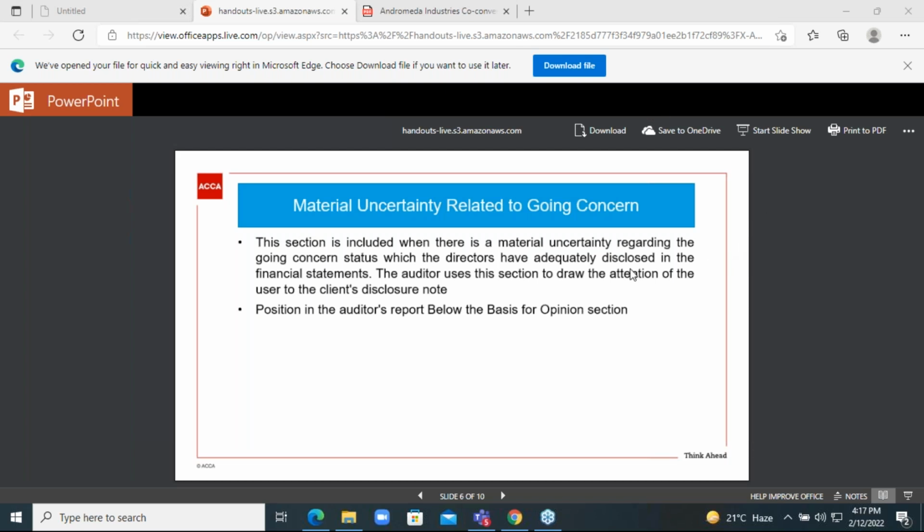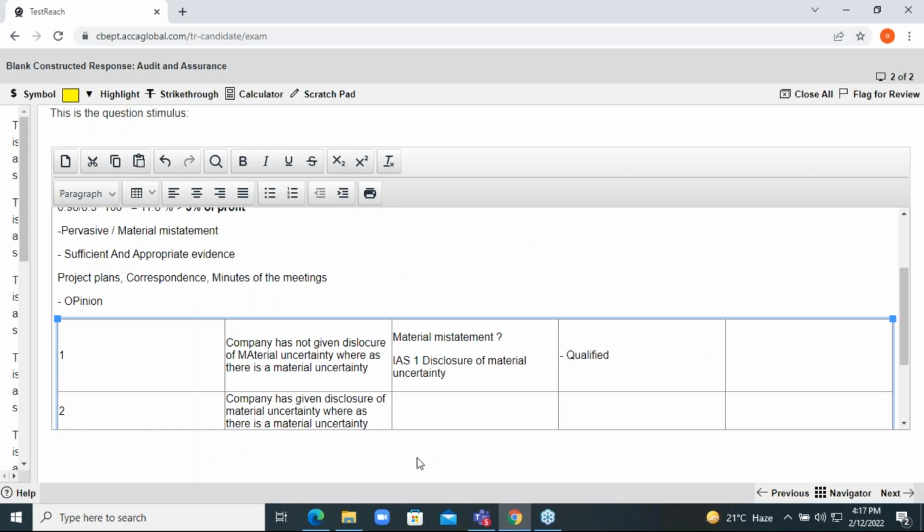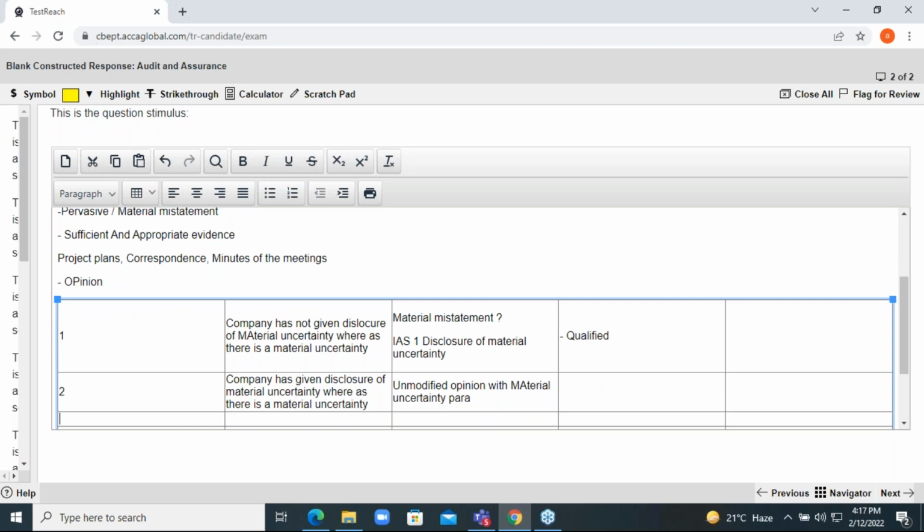Okay, so let's have another question in the box. So the answer for that is unmodified opinion with material uncertainty paragraph. Now, let's have another example. Understand?